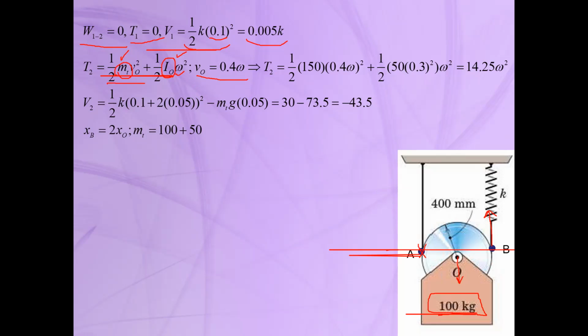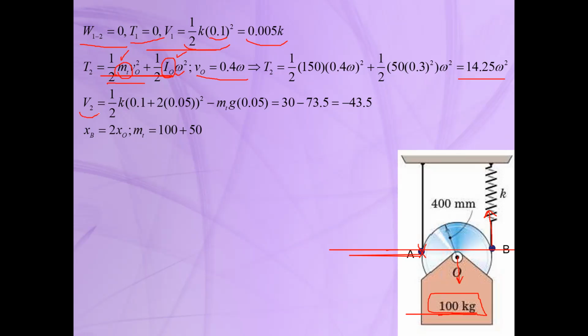So the velocity of point O is equal to 0.4 times omega, and it depends on the angular velocity. So you can substitute into the kinetic energy and extract the kinetic energy as a function of omega, the angular velocity of the sheave. So the next step, we need to obtain the potential energy in the final position.